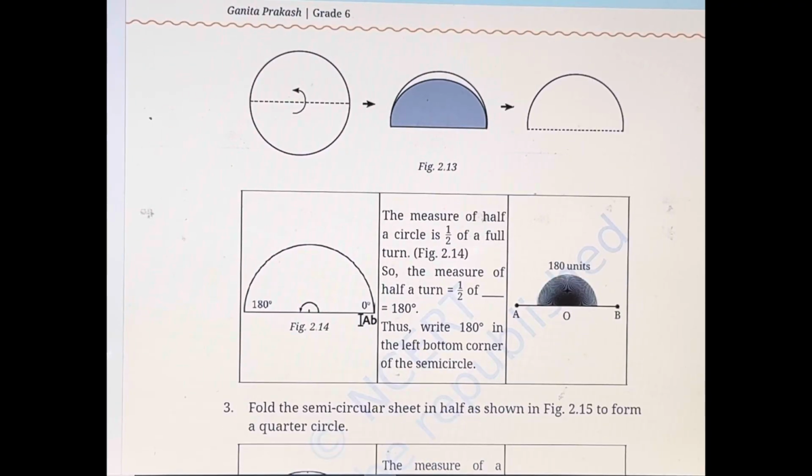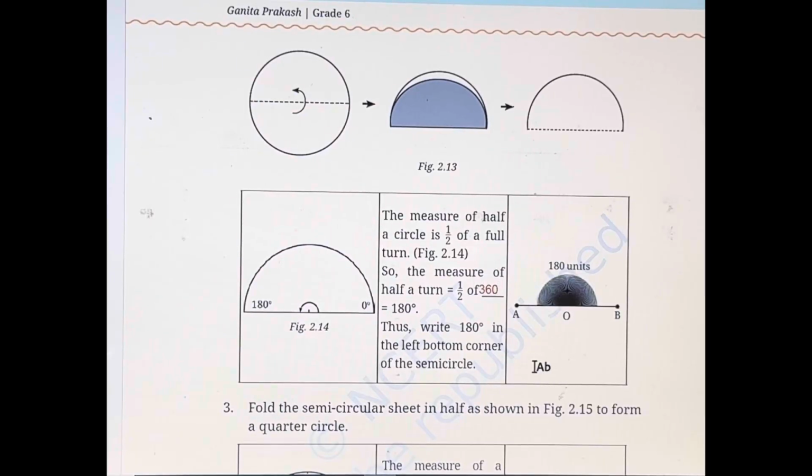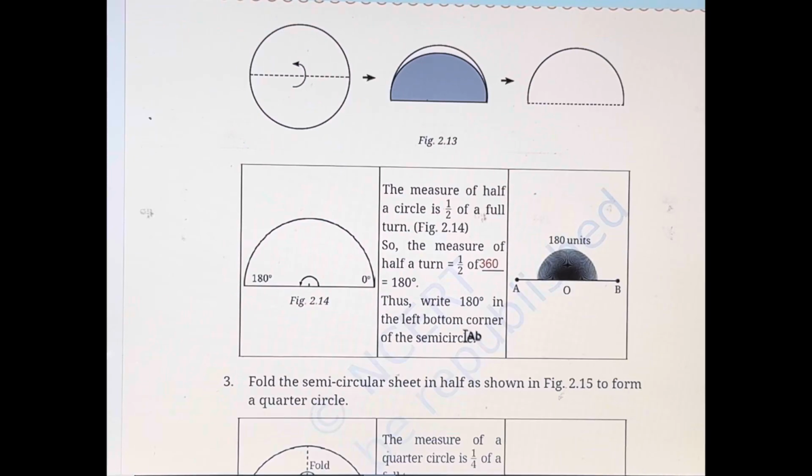So here it is given 0 degree, you write it here, and then on the left hand side 180 degree, half of 360. So the measure of a semicircle is half of a full turn. The full turn is 360 degree, you need to write that over here. First in this video, I'm going to just show you the steps, and then I'll make another video of making this protractor along with you. So you can write 180 degree on the left hand corner. So this is 0 degree.